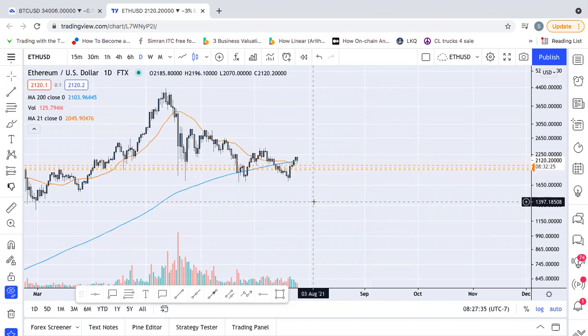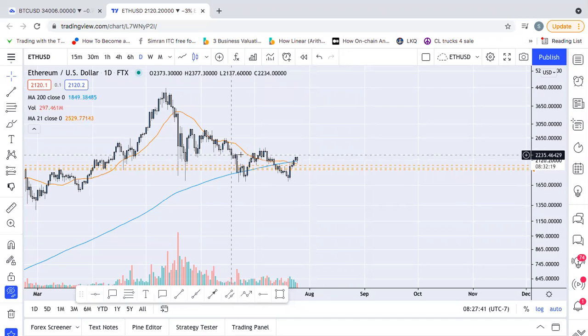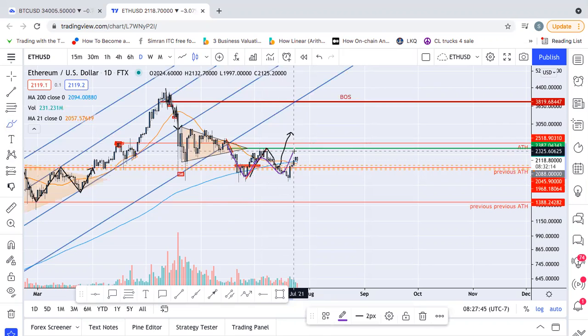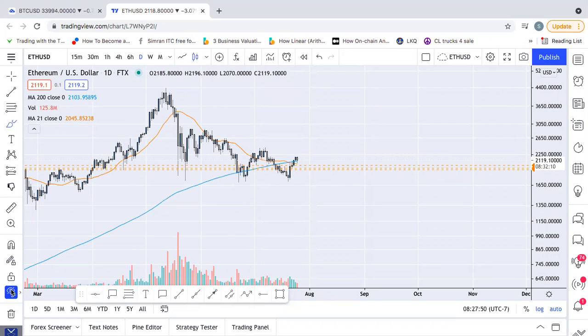Two weeks ago, I posted a video about Ethereum creating a double bottom, and that's exactly what happened, right? So if you're into swing trading and following the trend, then this Ethereum update is for you. Or if you don't have the patience for swing trading, then this trade setup is for you as well. Okay. Now, let me explain what I see.